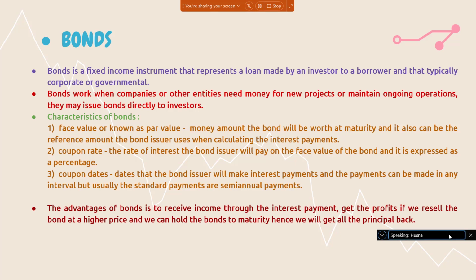Characteristics of a bond: face value, also known as par value. It is the money amount the bond will be worth at maturity, and it can also be the reference amount the bond issuer uses when calculating the interest payment. Coupon rate: the rate of interest the bond issuer will pay on the face value of the bond, expressed as a percentage. Coupon date: the date that the bond issuer will make interest payments. The payment can be made at any interval, but usually the standard is semi-annual payment.